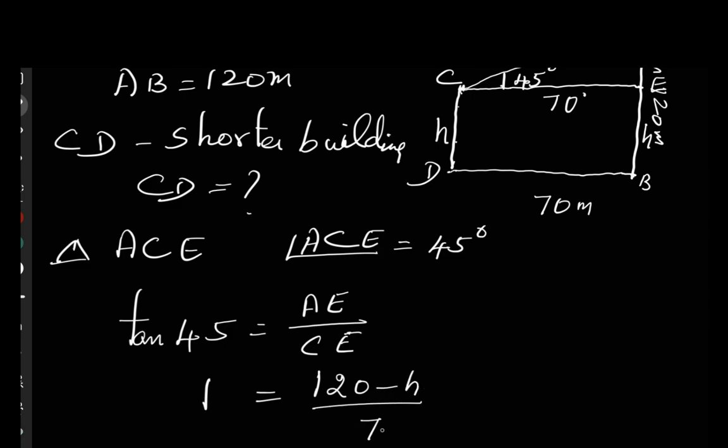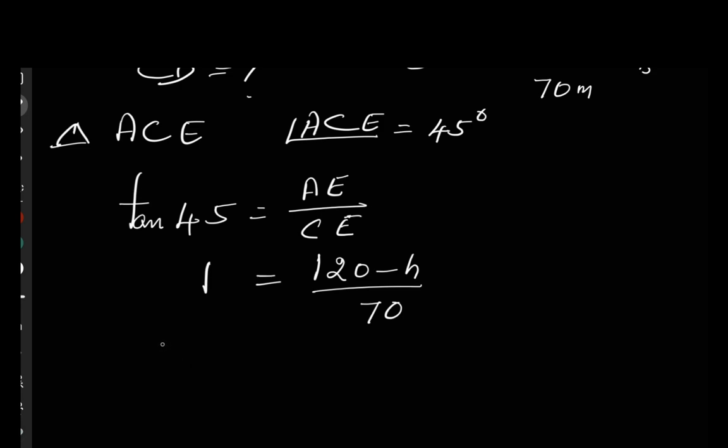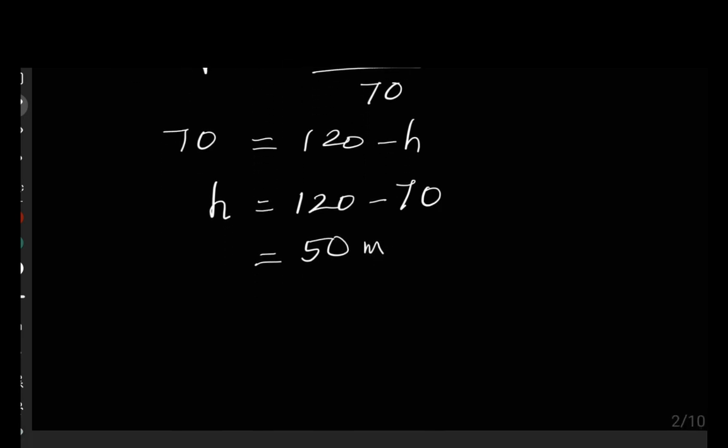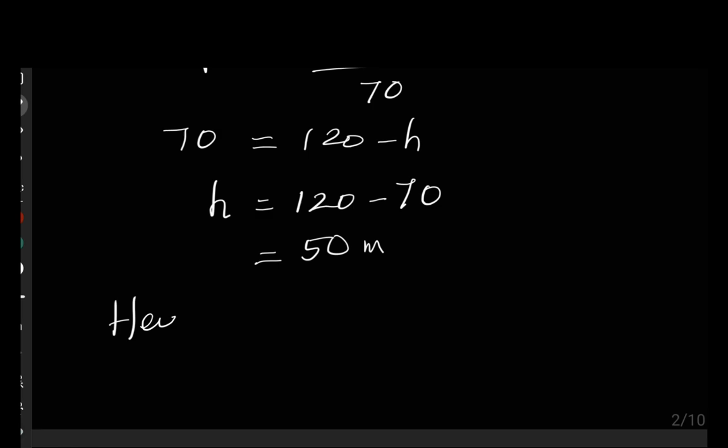And CE is 70. Cross multiply: 1 into 70, 70 equals 120 minus H. Take this H to the left side, minus H comes to the left side, it becomes plus H. Take this 70 to the other side, minus 70. So 120 minus 70 is 50. So H is equal to 50 meter, the height of the first building. I have taken that as the shorter one.